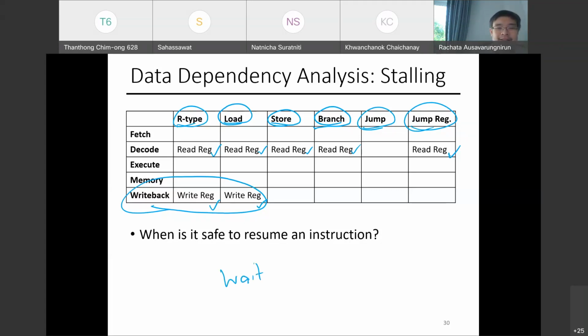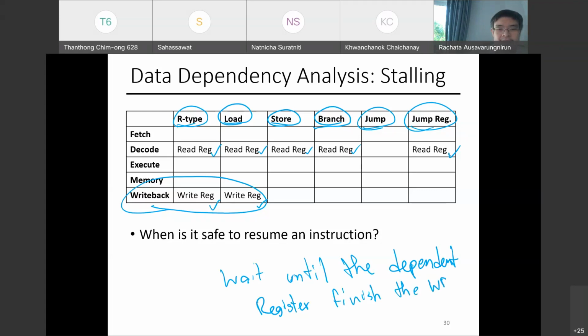Wait until the dependent register finishes the write back stage. That's all. That's the key. Basically, let them finish the write back. So this is a conservative solution.